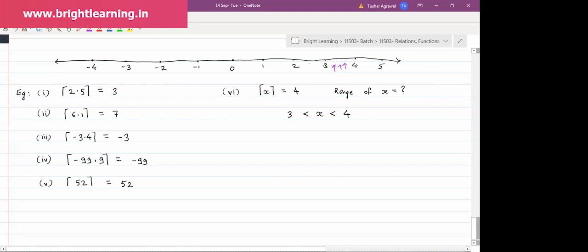Now, if x equals 3, the ceiling function is 3 itself, the least integer greater than or equal to 3. But we don't want 3. Yes, sir, now I got it. It should be equal to 4. Equality at 4 is allowed. Okay.